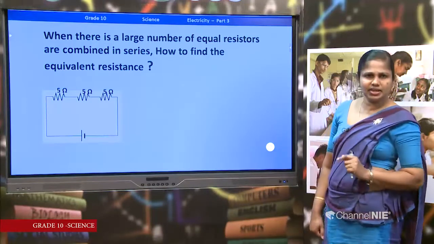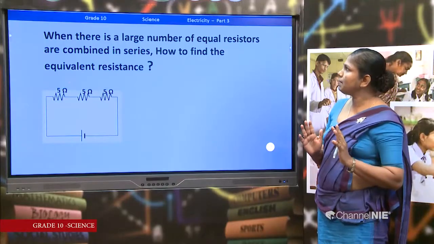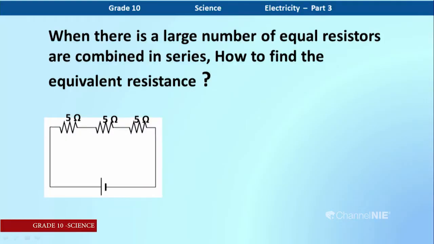Now, look at here, children. When a large number of equal resistors are combined in series, how do we find the equivalent resistance? Before going to this, I want to show you how the equivalent resistance affects the total current flow when the resistors are connected in series and parallel. So we'll do a simple activity and then move to this part.